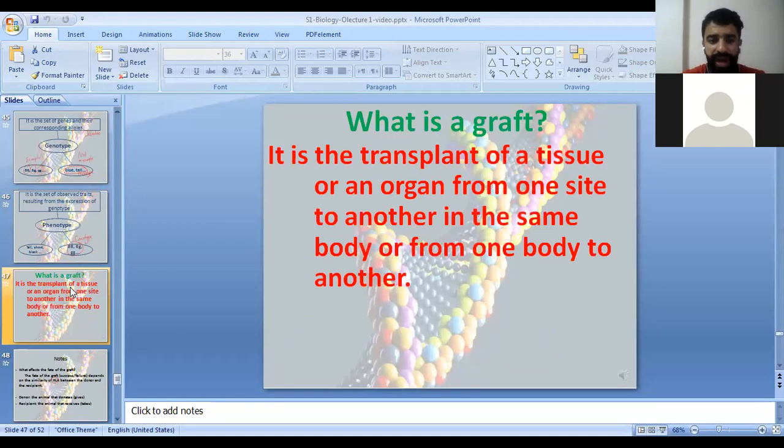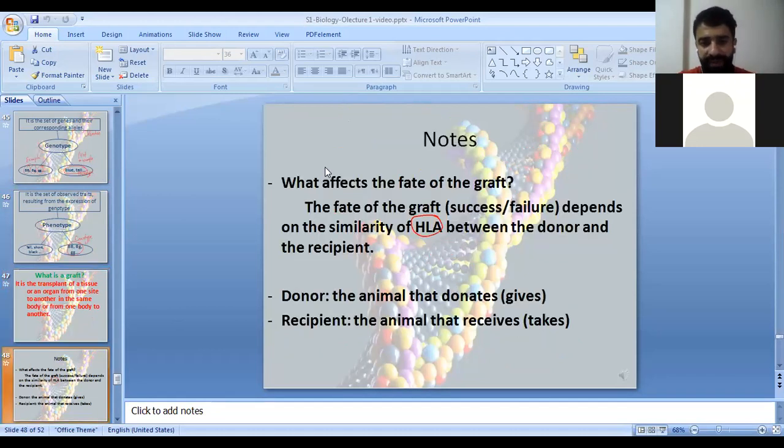Let's move now to the graft. What is a graft? A graft is a transplant of a tissue or an organ from one side to another. Grafting is transplantation. So what affects the fate of the graft? The fate of the graft depends on similarity of HLA. What is HLA? It's the human leukocyte antigen between the donor and the recipient.